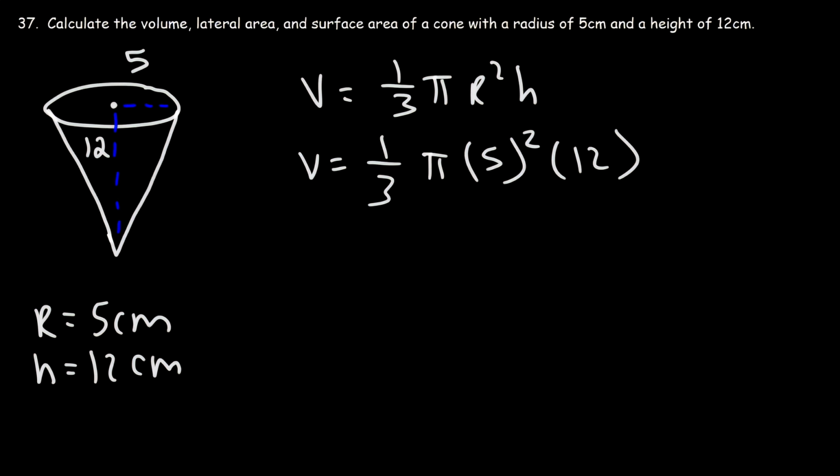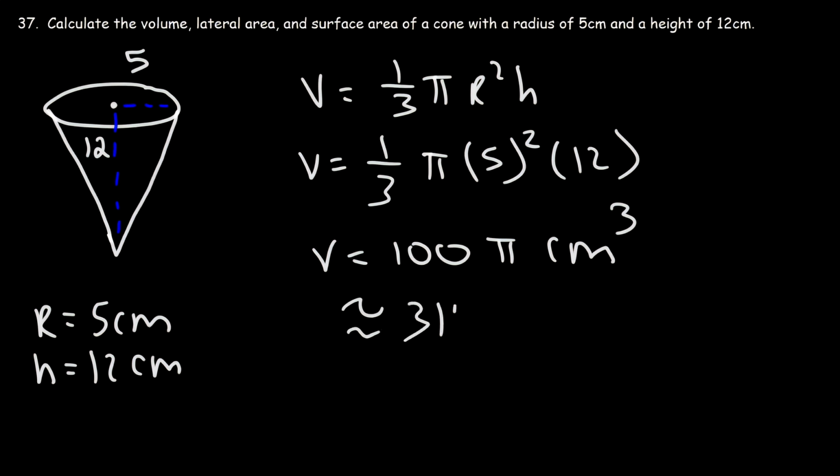5 squared is 25. 25 times 12 is 300. 300 divided by 3 is 100. So it's 100 pi cubic centimeters. And as a decimal value, that's approximately 314.16 cubic centimeters. So that's the volume of the cone.